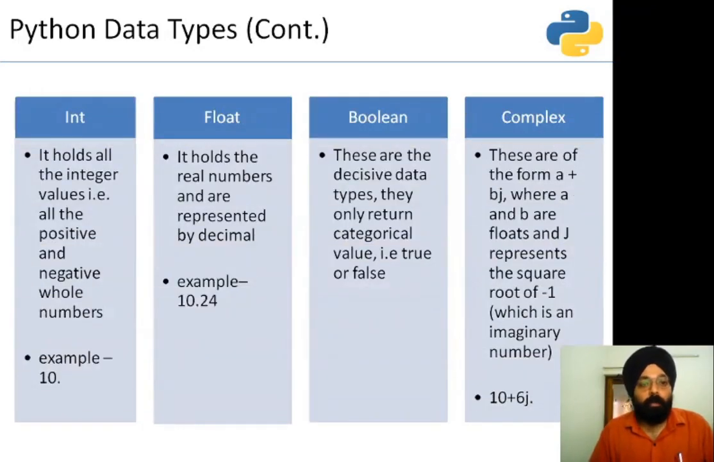So we have integer. Integer holds integer values, that is all the positive and negative whole numbers. For example, 10, 15, 20, 30. Float holds real numbers that are represented with the help of a decimal, like 10.24, 5.36, etc. Boolean is a decisive data type. It will contain only true or false. Complex is a special type of data type available in Python. It will store complex numbers like 3 plus 5i, 5 plus 8i, but here i is represented with the help of j. So let's see how these different data types work in Jupyter Notebook.